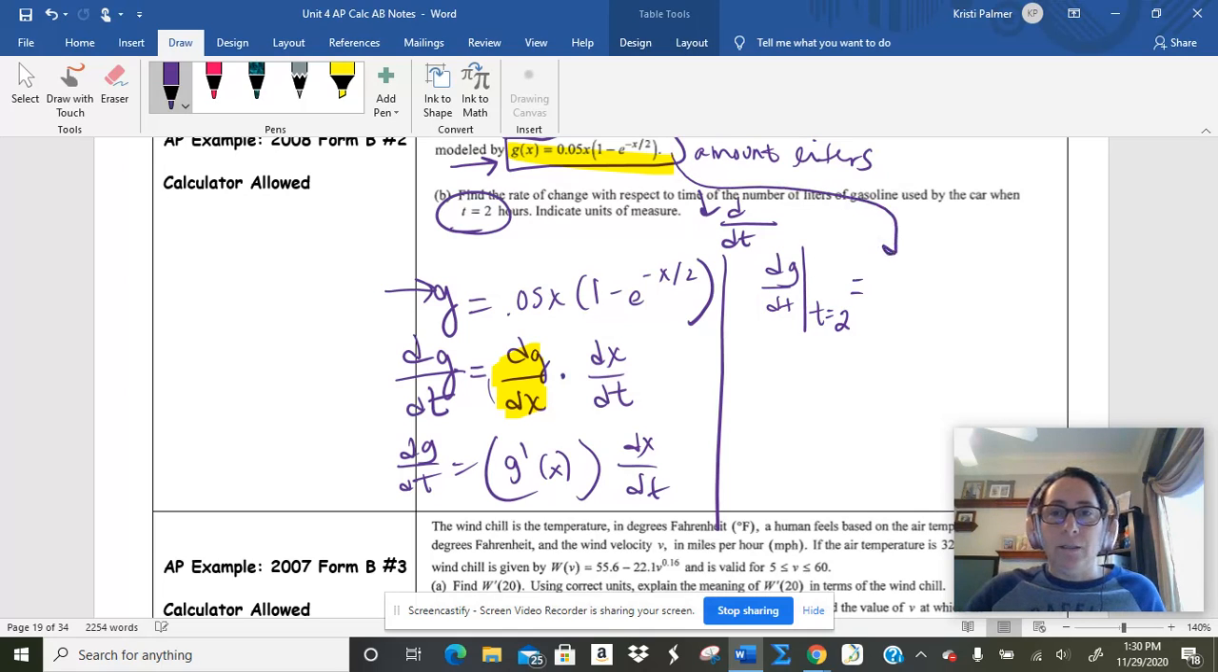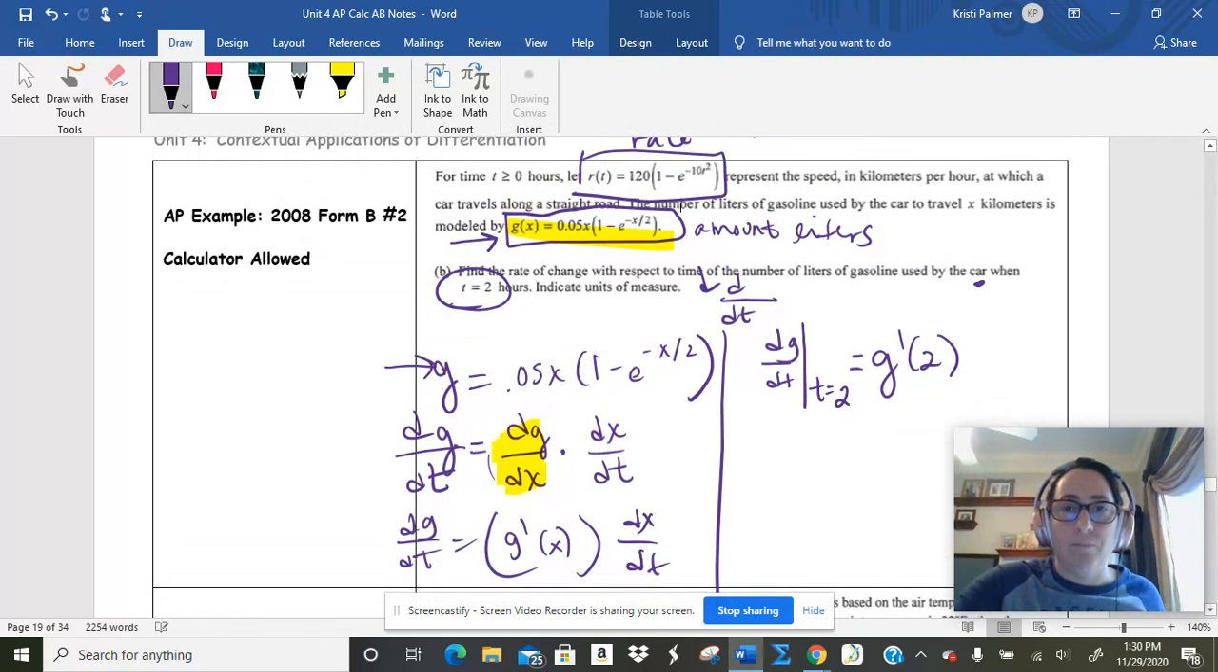So for this piece, I'm going to math 8, okay, to find, actually, I don't even need to do that, do I? We can't math 8 it. So let's write what we need to do. We need to find g prime of 2 times dx dt when t is 2. Let's go plug that in here. So that's already right. Let's go plug in the 2.